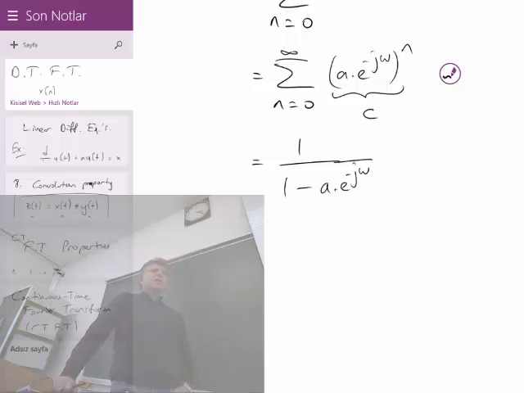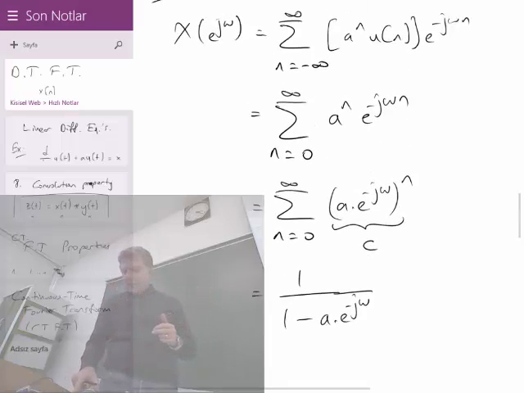It's a complex number. What's the magnitude of it? The magnitude of it is the magnitude of A, because the magnitude of e to the minus j omega, or e to the j something, is always 1. It is just a rotating magnitude 1 complex number. So the magnitude of C is the magnitude of A. It doesn't depend on omega.